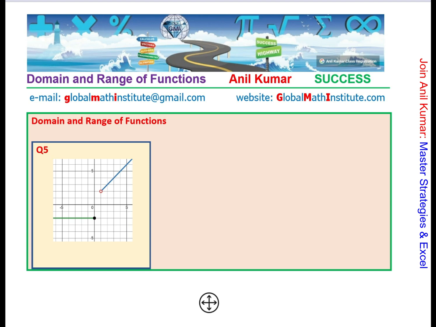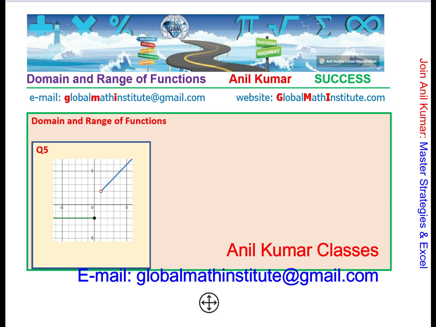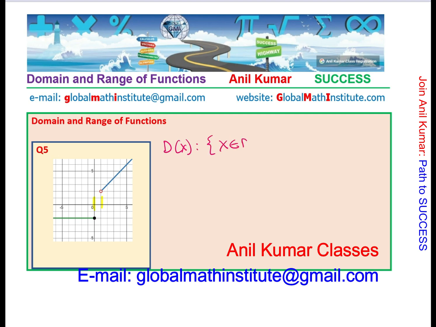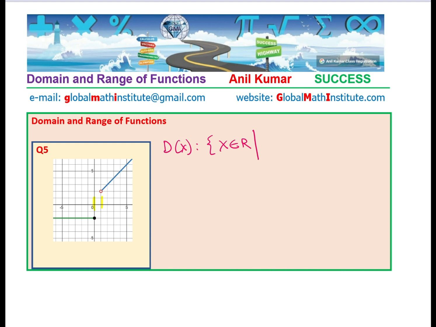So what we have here is a piecewise function. You can see that we have something from minus infinity to 0 and then from 1 to infinity. So what is going to be the domain of this function? The domain of this function is x belongs to the set of real numbers, and it is from minus infinity to 0, where 0 is included, right? So we could write it like this, minus infinity to 0. 0 is included, so close bracket. Comma, and then from 1 to infinity, 1 is not included, and infinity cannot be included.